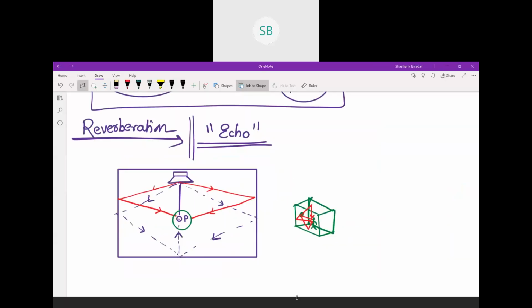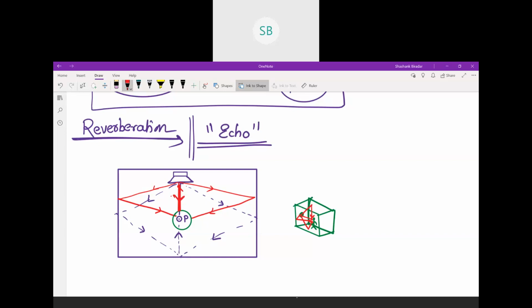Now note that the reflected sound waves have to travel a longer distance as compared to the direct sound wave. So these are the possible ways to the listener, and this is only the direct path. All other waves take longer paths because they strike either the floor, the ceiling or the walls and come back to the listener.